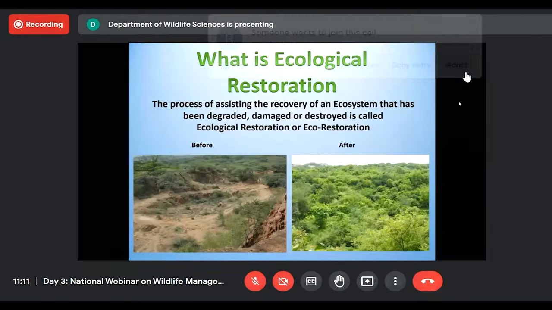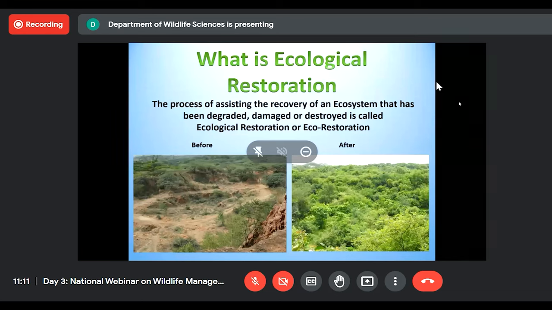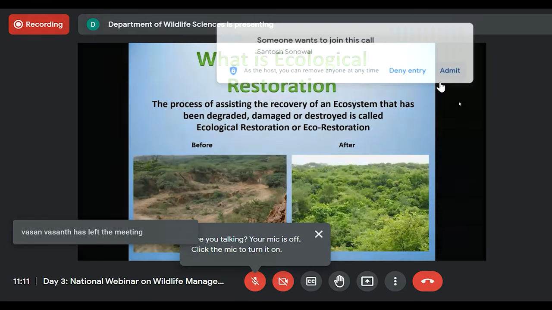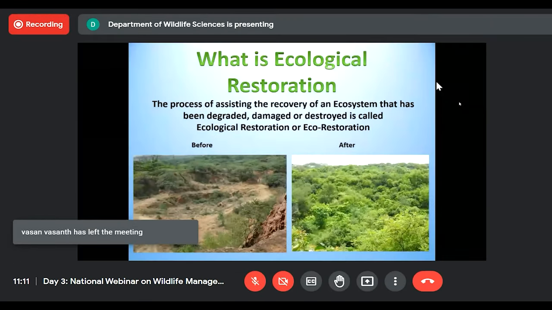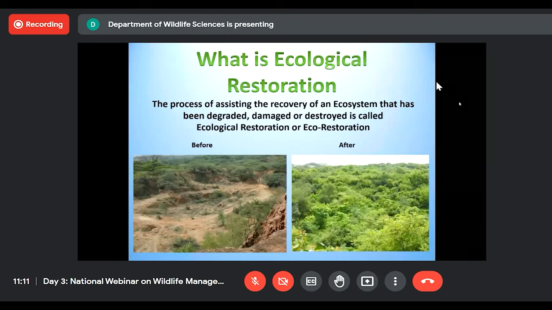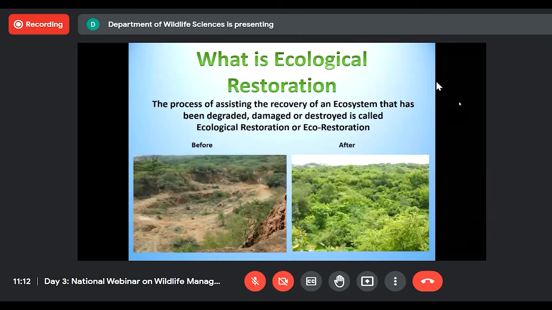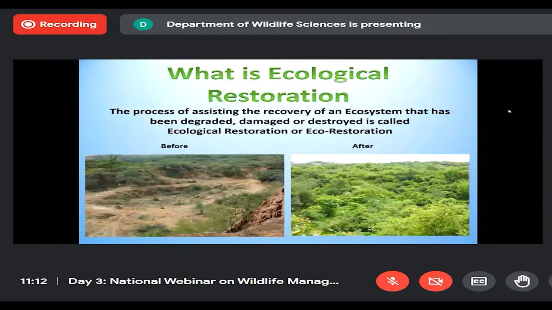So as I told, ecological restoration is the solution for the degraded landscape of Delhi and NCR and surrounding areas. So what is ecological restoration? I think everybody knows, but certainly we have to emphasize some points. The process of restoring the recovery of an ecosystem that has been degraded, damaged, or destroyed, we call ecological restoration. Two pictures show the before and after of one of the scenes of Delhi's mining areas converted into a typical revival of the portion of ecosystem that we have lost in Delhi. Next, please.